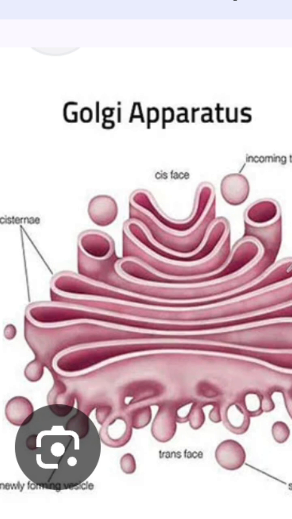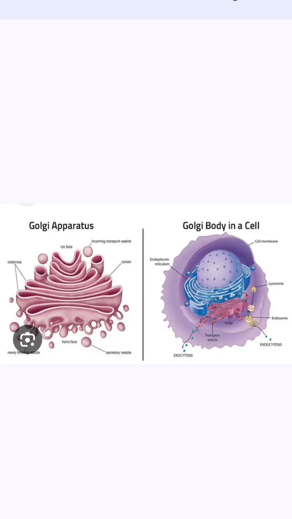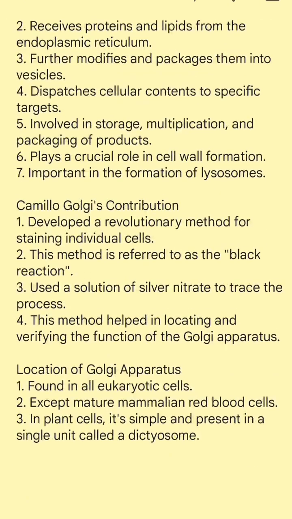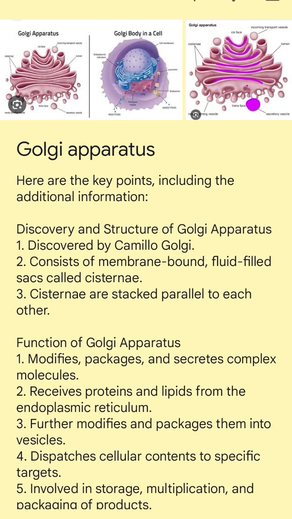Now, summarizing the last part, the trans phase or maturing phase is concave, and the cis phase or forming phase is convex. So, that's all for today. In this lecture, we have understood about Golgi apparatus, and in the next lecture, we'll understand about lysosome.